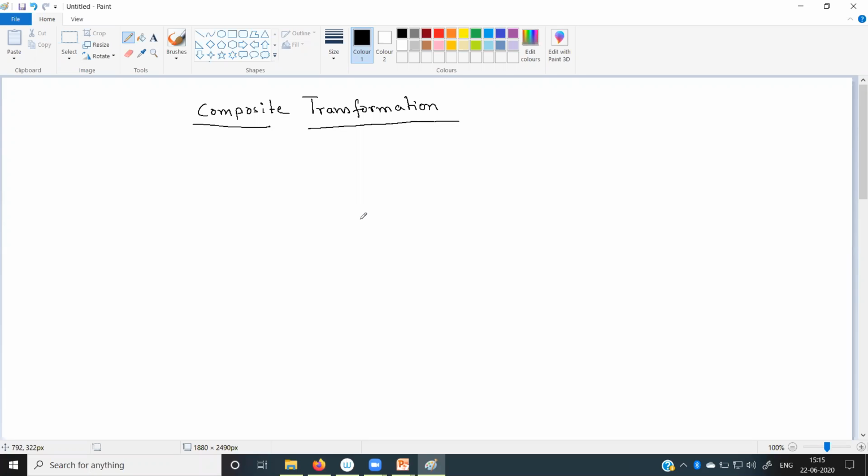So before discussion of reflection and shear, I want to discuss another important topic, which is called composite transformation. As you've seen in my last class, if I want to scale any object, then the scaling operation can be performed in different ways. The first type is called fixed point scaling and the second one is free scaling. In case of free scaling, the object will be scaled and along with that it will change its position.